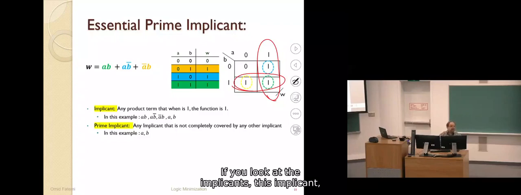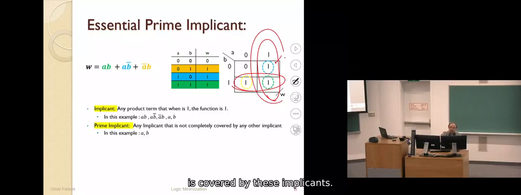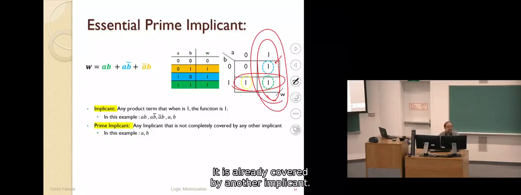If you look at the implicants, this implicant, the blue one, is covered by this implicant. So it is not a prime implicant. It is already covered by another implicant. The yellow one is covered by this implicant, so it is not a prime implicant. And the green one has been covered by 2 implicants. Both of them are covering that, so this is not a prime implicant.